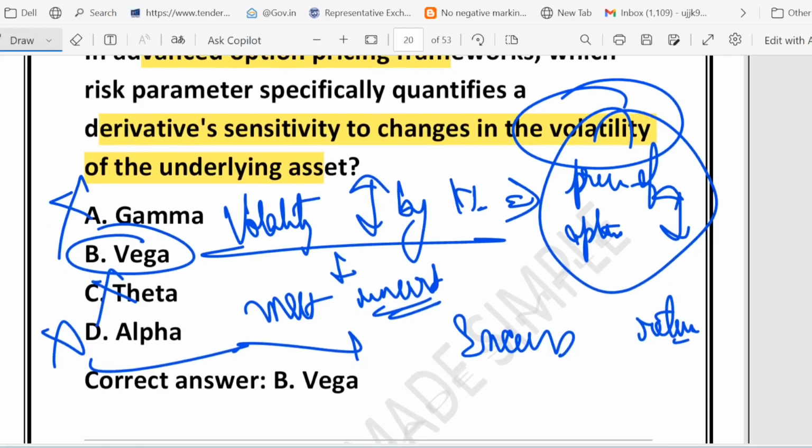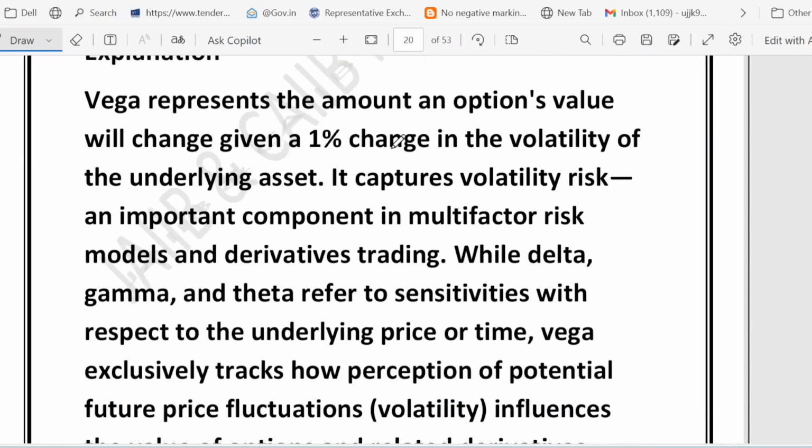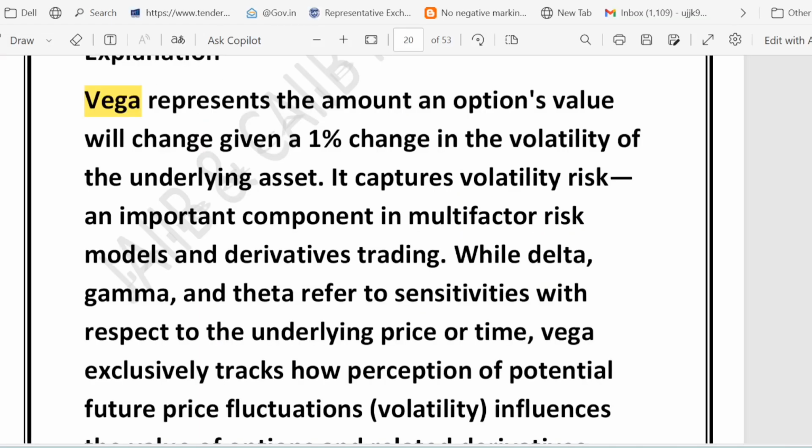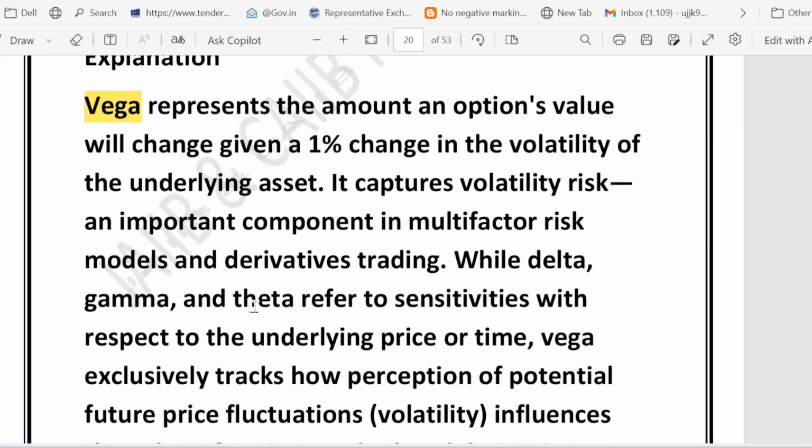So remember, option number B is the correct one. Let me summarize what we have discussed just now. Whenever you see the word Vega, it represents sensitivity to volatility. Delta is sensitivity to the underlying price, theta means sensitivity to time decay, and alpha means excess return. So these are the four parameters which are related to option pricing.